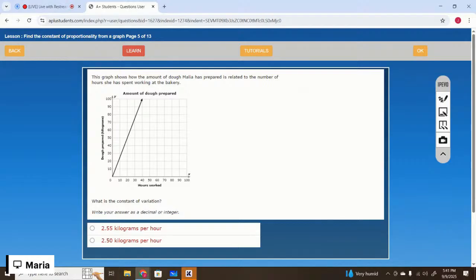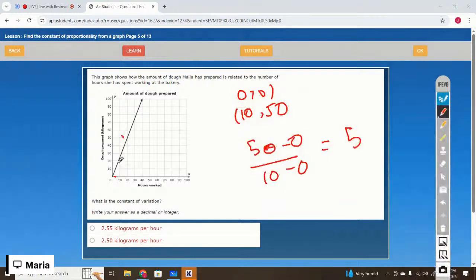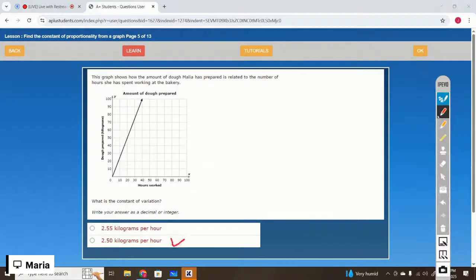This graph shows how the amount of dough Malia has prepared is related to the number of hours she has spent working at the bakery. It would be 2.5 kilograms per hour.